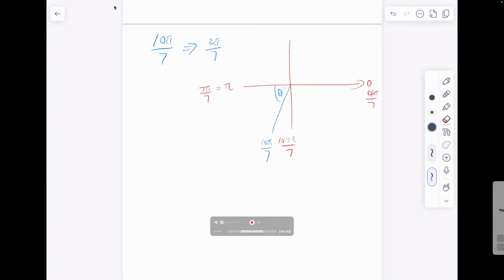So let me give you a question. Let's say today we have 9 pi over 17. What will be the reference angle of 9 pi over 17? Oh, sorry, not 9 pi over 17, it's 17 pi over 9. What will be the reference angle of 17 pi over 9? Fourth quadrant.